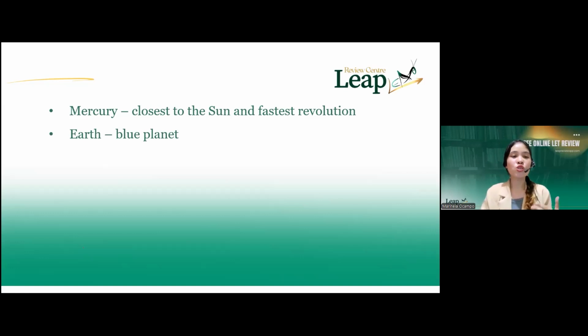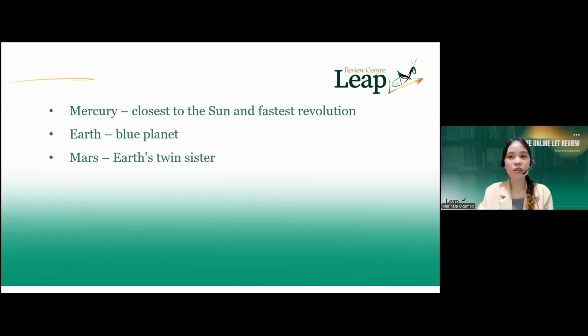Following in the arrangement is Venus, which we've finished discussing a while ago. So we move on to the planet Earth. Planet Earth is considered to be the blue planet, the only planet in the solar system not named after a god. The name Earth was actually from German roots, which means rock. Earth is very distinct because it is the only planet in the solar system that is so far known to sustain life forms or organisms.